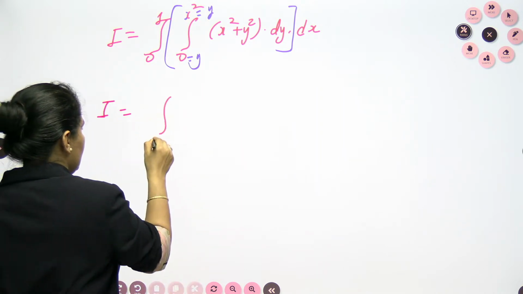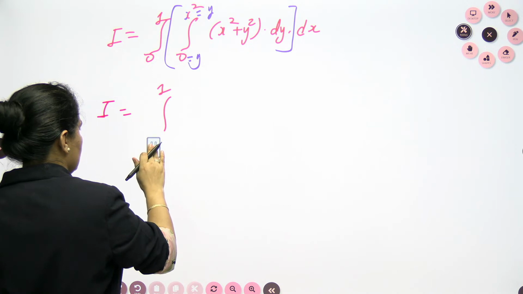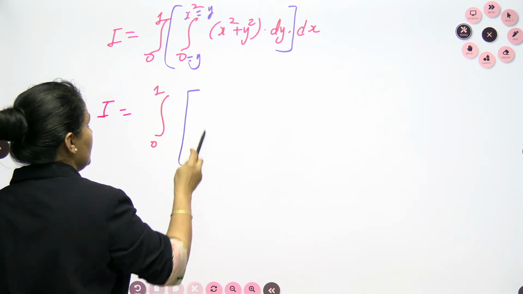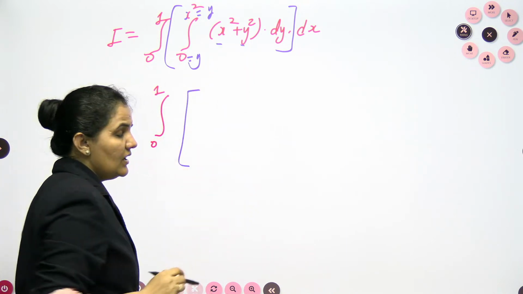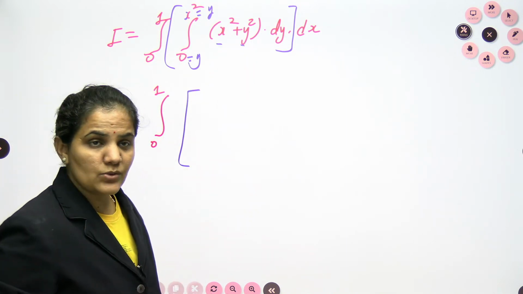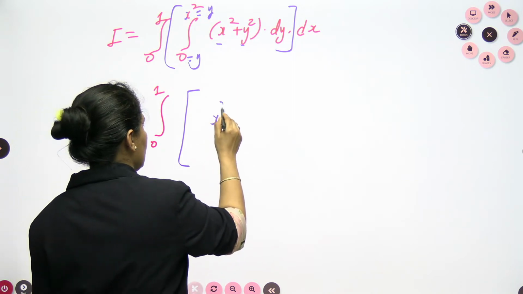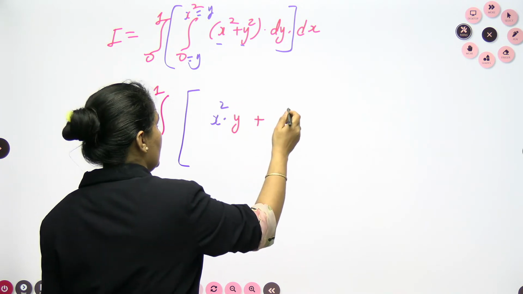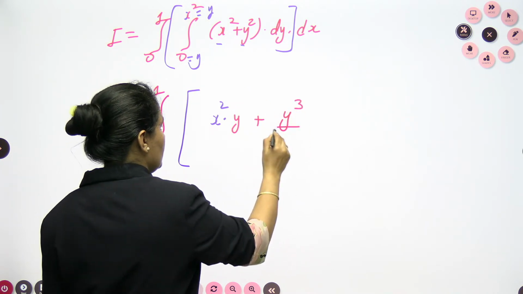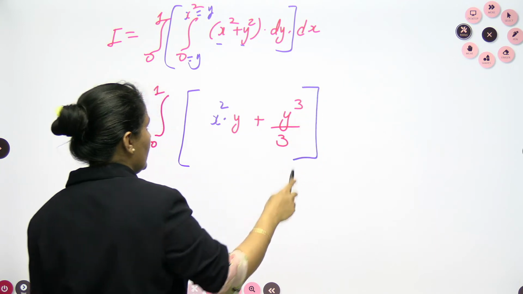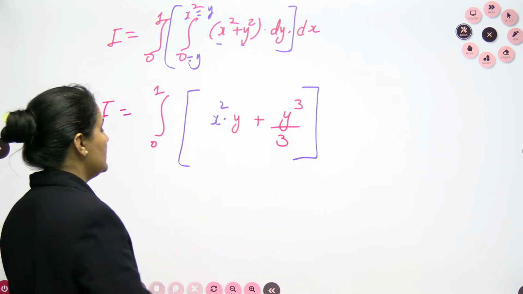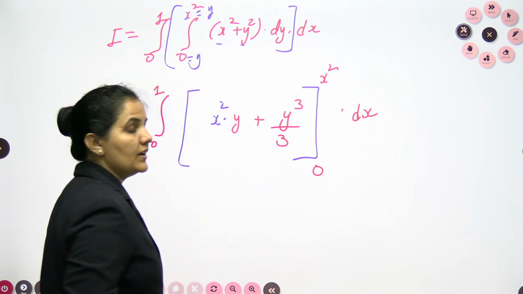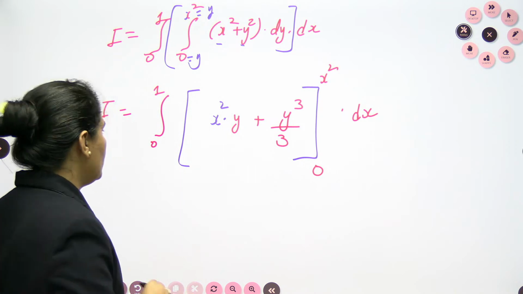It will be integration 0 to 1. Okay, now let's go for this one. Integrate x square plus y square with respect to y. So it will be x square y plus, for y square, y cube by 3. x square y plus y cube by 3, with limits 0 to x square, and again we need to integrate the resultant with respect to x.